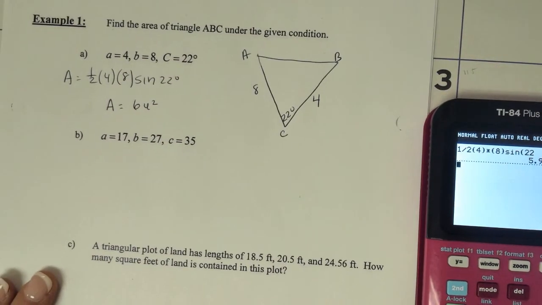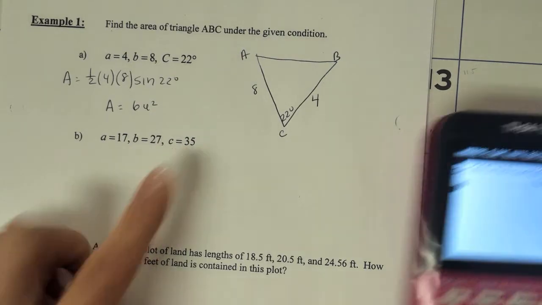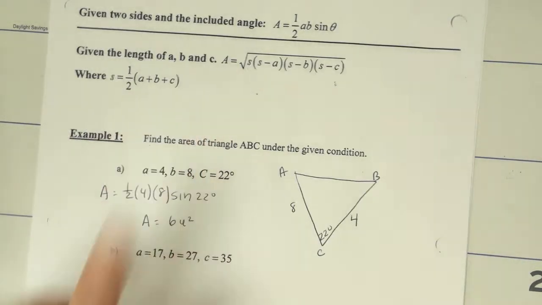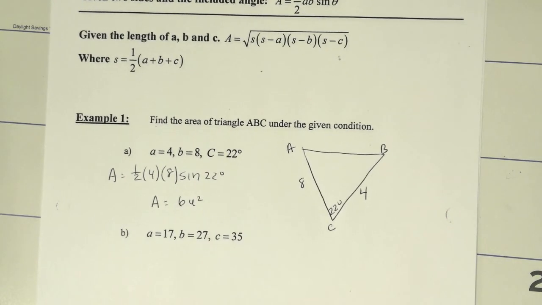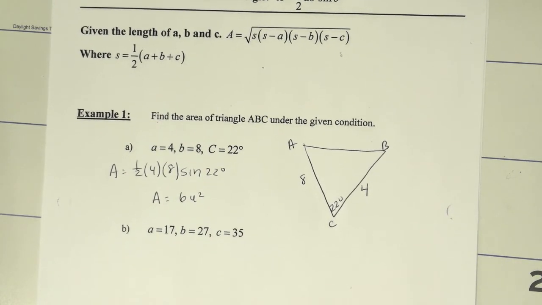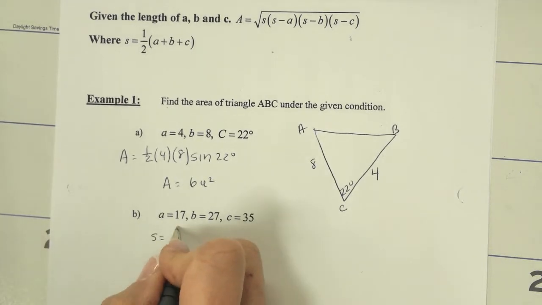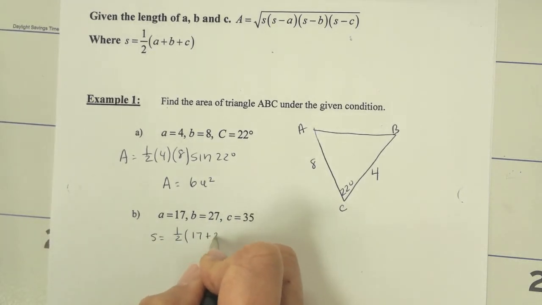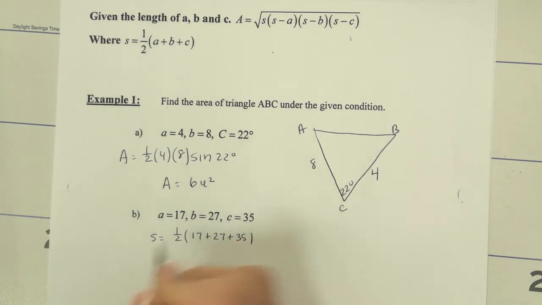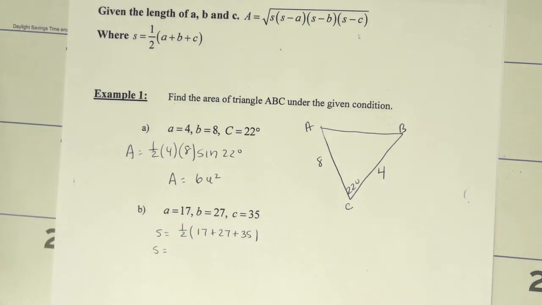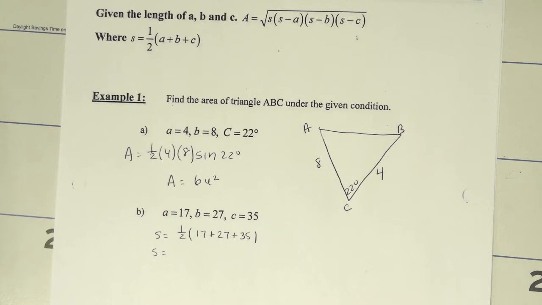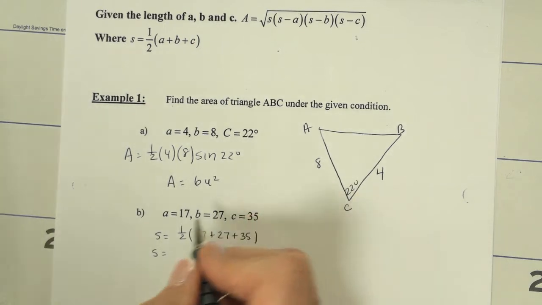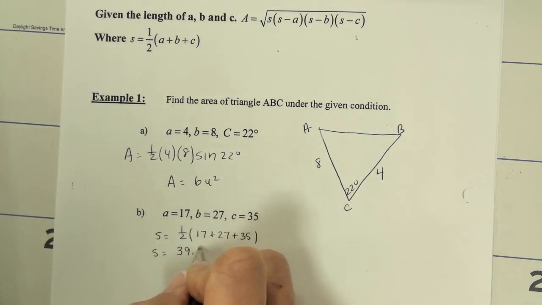So for this next one, as you can see, I'm given all three sides. So I'm going to be using this second formula. The first thing I need to do is find the semi-perimeter. The semi-perimeter is 1/2 the sum of all the sides. If you put that in your calculator, you should find that the semi-perimeter is 39.5.